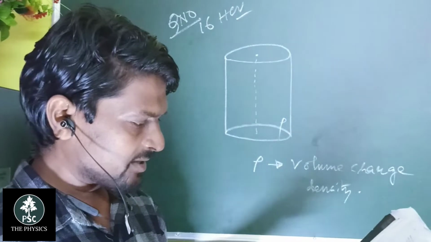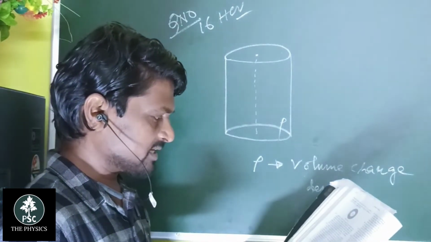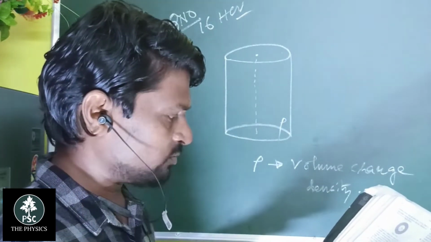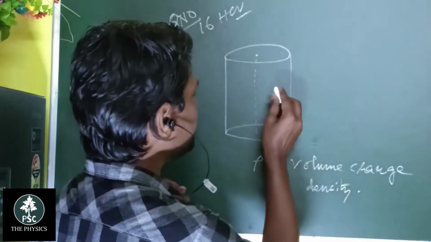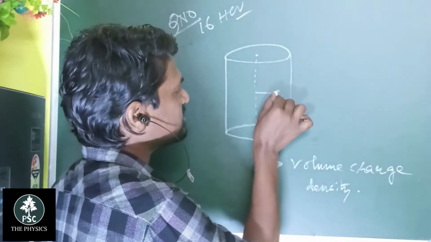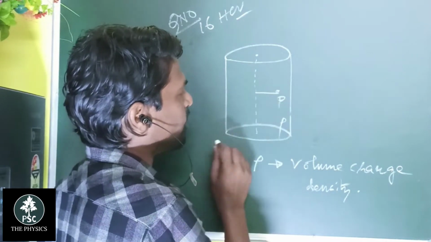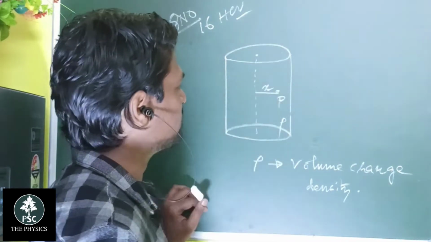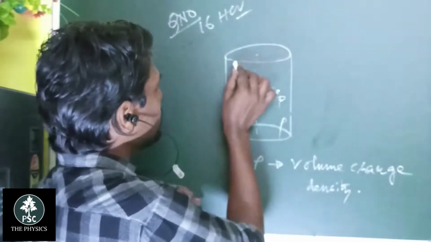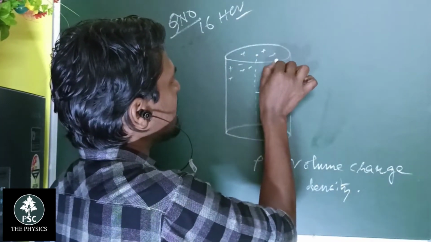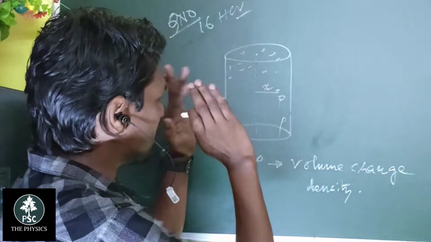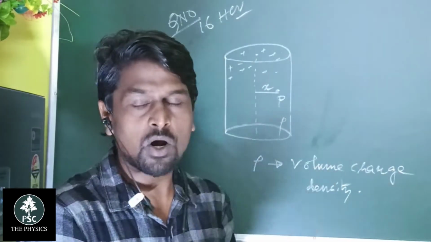Find the electric field at a point P. P is the observation point, inside the cylinder volume at a distance x from the axis. So you have to calculate the electric field at that particular point due to this distribution of charge, and it is at a distance x from the axis. All the charges are distributed throughout the volume.